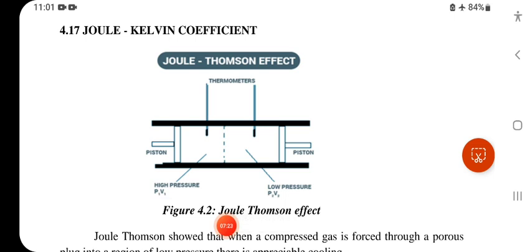The next important derivation in this unit is called the Joule-Kelvin effect, another one like the Clapeyron and Maxwell equations: the Joule-Kelvin effect, or Joule-Thomson coefficient. This is one important derivation in this unit, right. So, Joule-Kelvin effect or Joule-Thomson coefficient.